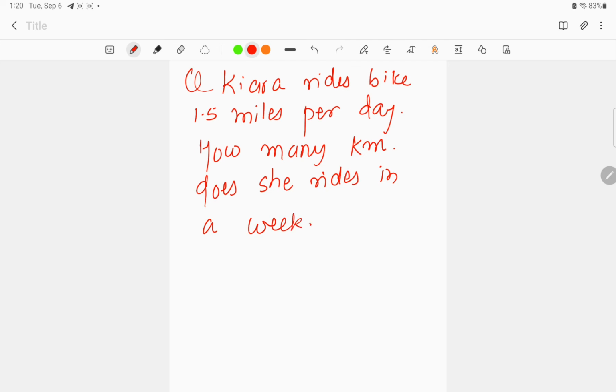Okay, she is riding 1.5 miles per day. Each day she is riding the bike for almost 1.5 miles. Now this is for each day, per day, right? So in a week, how much will she ride? We must understand how many days there are in 1 week and how many kilometers she is going to ride the bike, right? This conversion of miles to kilometers is something you must understand here, and this is the conversion that I have already given you in the chart. So go through it once and try to find the answer to the question.